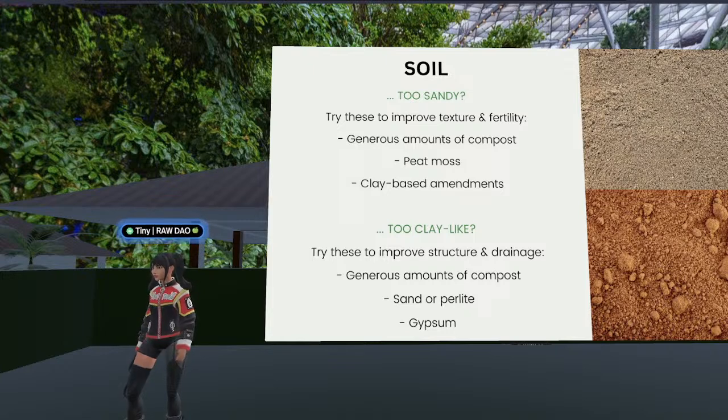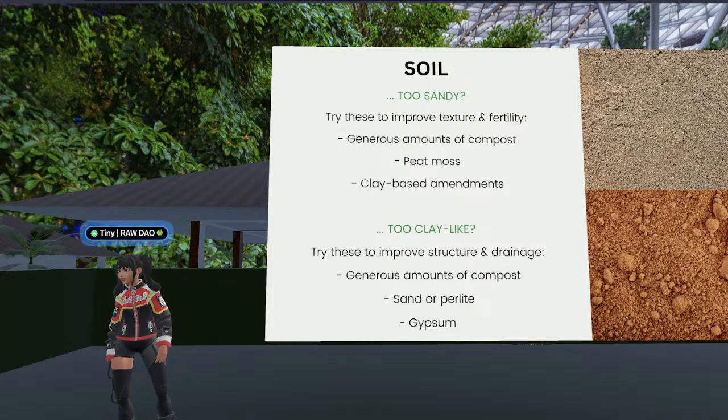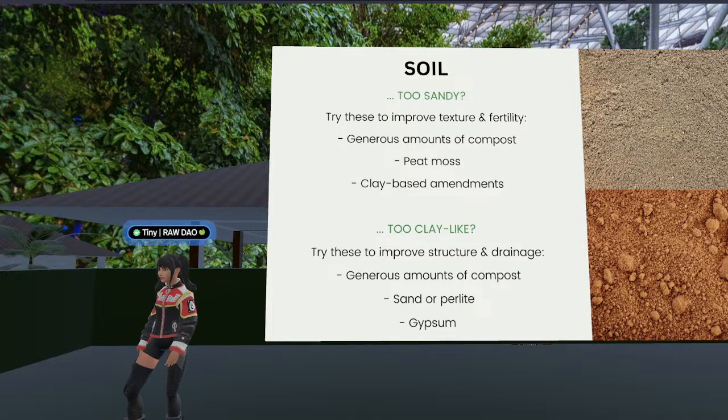Because as you can see from the picture, that is not really something that is going to grow healthy plants. And if your soil is too clay-like, which I know they have a problem with in the Atlanta and Georgia area, you can try lots of compost again. You can also add sand and perlite or gypsum, which breaks down those clay lumps. So those are a few things you can try.